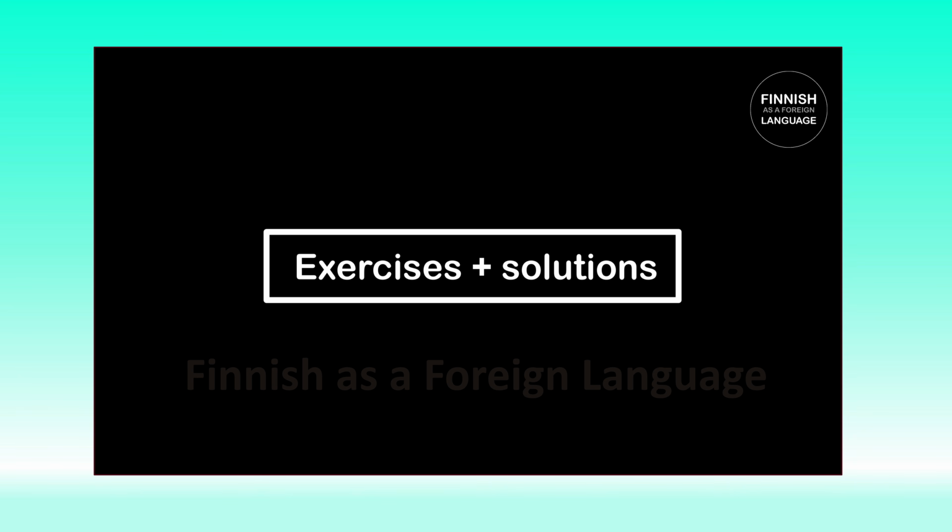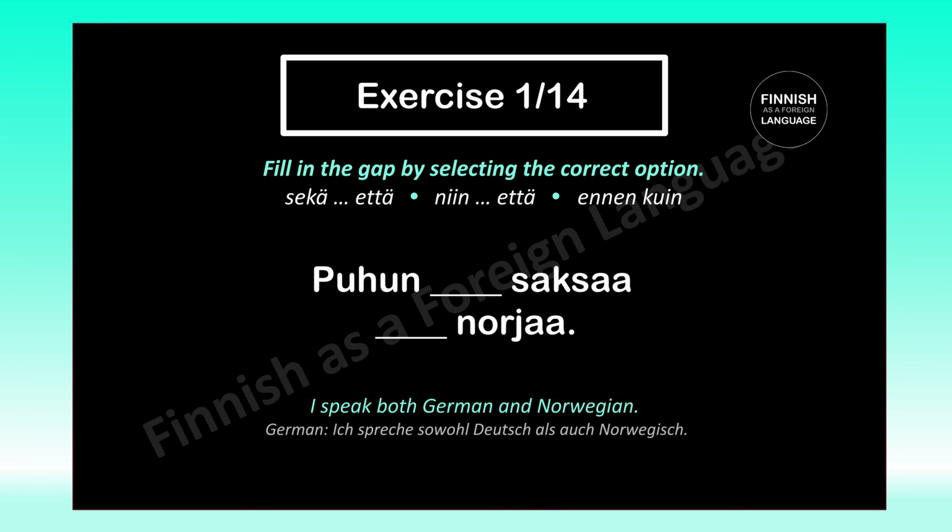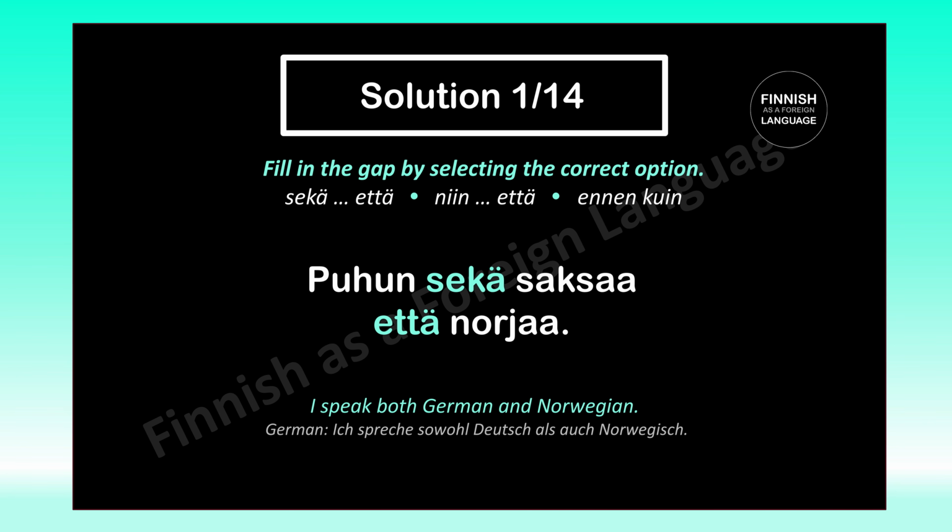Nice! Now we arrived at our last chapter for today, the exercises. Here is our first one. We want to say, I speak both German and Norwegian. What do we need to fill in? Is it sekä että, niin että, or ennen kuin? That's right, the answer is sekä että. Puhun sekä saksaa että norjaa. I speak both German and Norwegian.